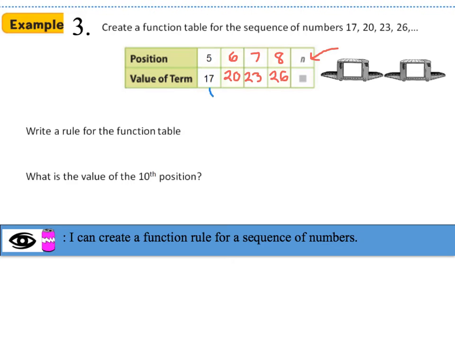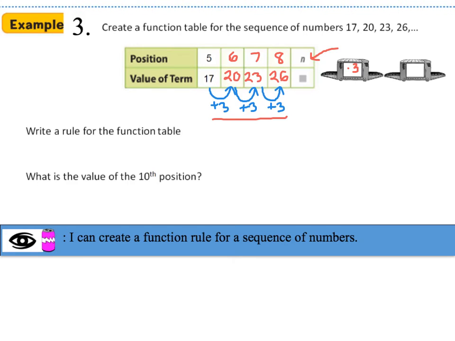To get from 17 to 20, I can add 3. To get from 20 to 23, add another 3. From 23 to 26, add another 3. So this is an example of an arithmetic sequence, because every time I move to a new position, the value of term is added by 3. So we know this is repeated addition, but a shortcut to repeated addition is to multiply. So I can multiply the position number by 3. So that would be my first thing to do inside of the machine, just multiply it by 3.